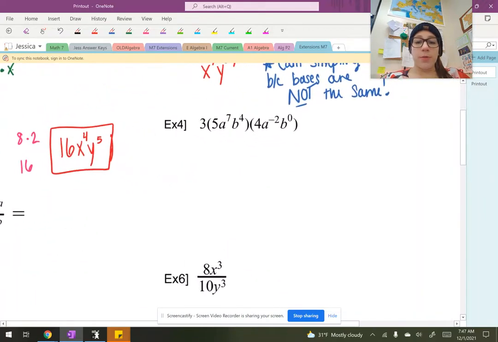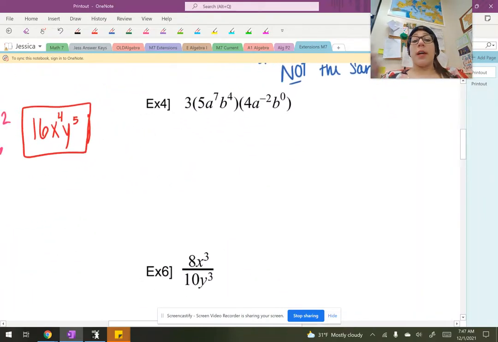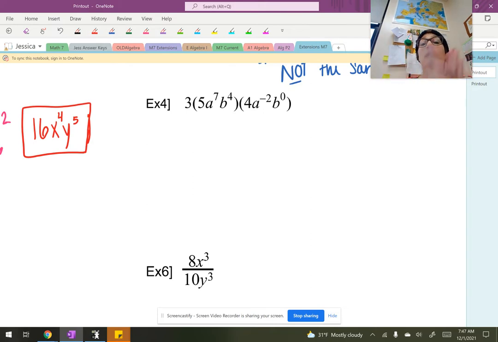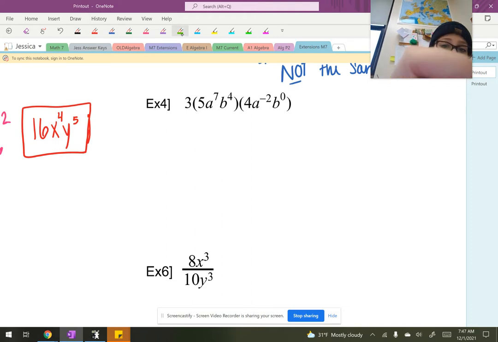All right, example number 4 here. So again, just getting a little bit more complicated, lots of pieces floating around there. We're just going to group all the like things together. Notice what operation is going on between every single piece. It is all multiplication.